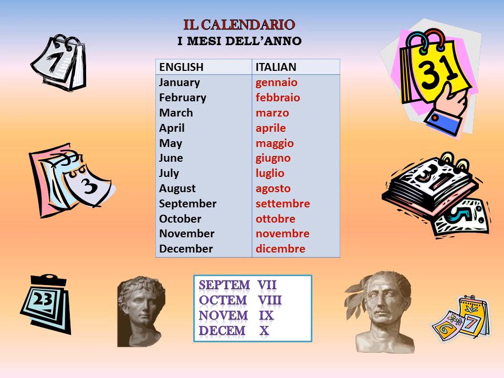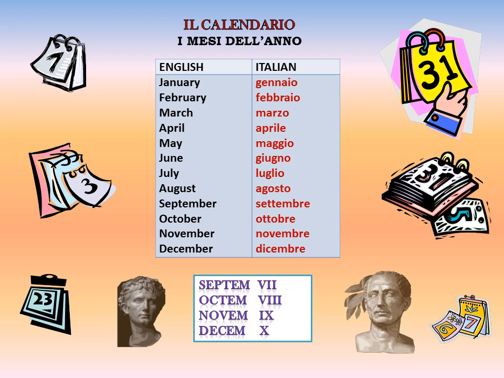January, gennaio. February, febbraio. March, marzo. April, aprile. May, maggio. June, giugno. July, luglio. August, agosto. September, settembre. October, ottobre. November, novembre. December, dicembre.